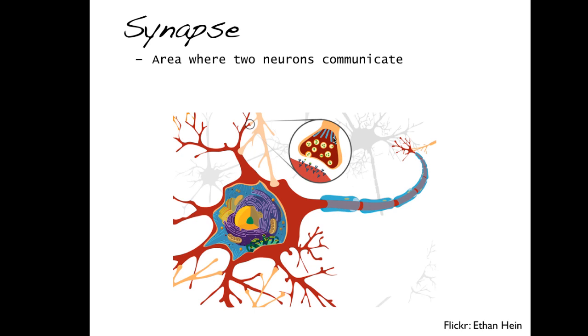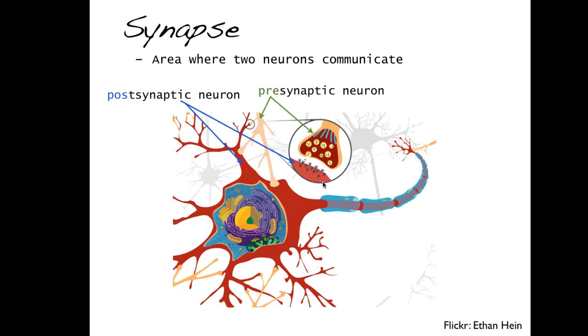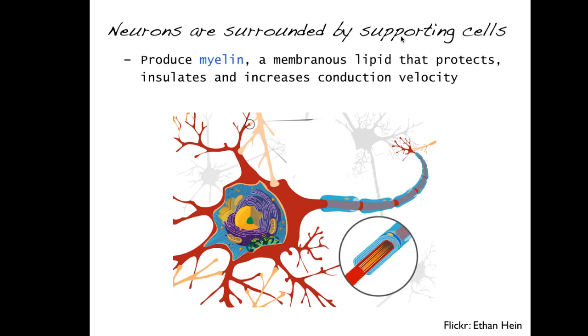So the area where there's communication between two neurons is called the synapse. Within a synapse, we have the presynaptic neuron. So you can see here this neuron is going to send an impulse to the postsynaptic neuron. Okay, so we have a presynaptic neuron and a postsynaptic neuron. And these two neurons are separated in space physically by what's called the synaptic cleft. It's a space between two neurons.